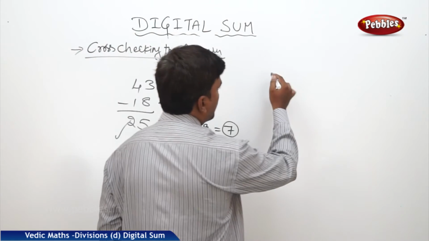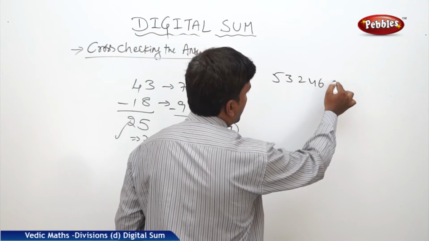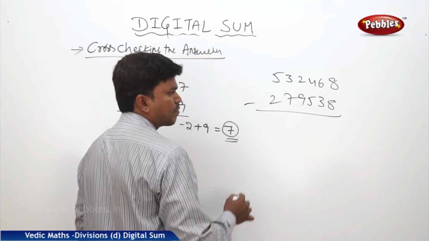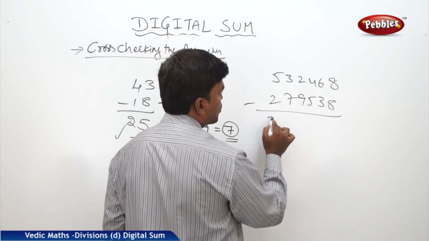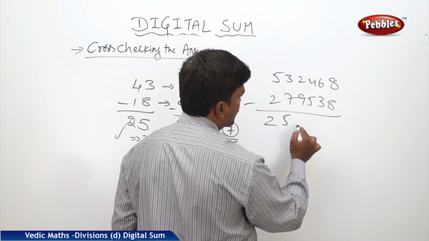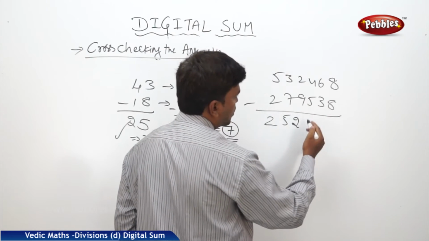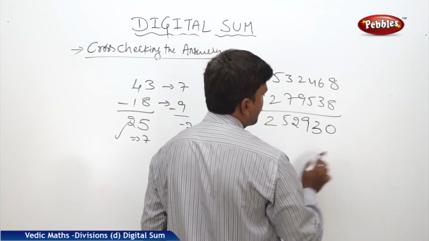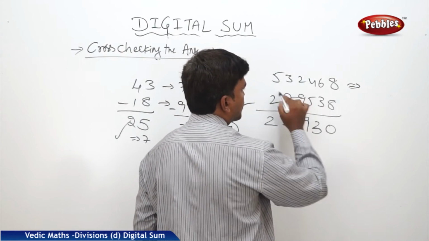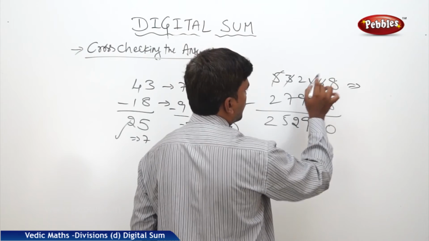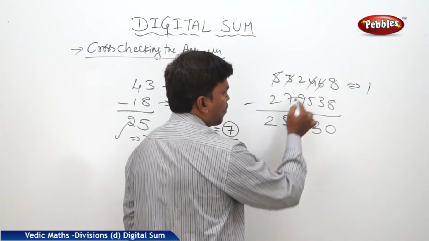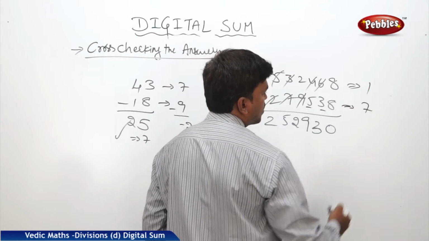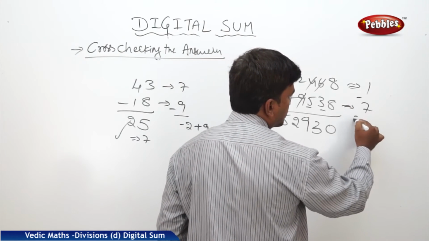We'll take one more example. 532468 minus 279538. I want to check the answer. 3 but 2, 3, 6 but 5, 2 plus 1, 3 but 2, 5, 9 but 2, 3 but 2, so 3 but 3, 0. Now let us cross check the answer. 5, 4 you can cross check. 6, 3 leave. 2, 8, 1. Now 9 you ignore, 5, 3, 8, 8 is 16. 1 plus 6, 7. 1 and 6, 1 and 7, it is minus 6.